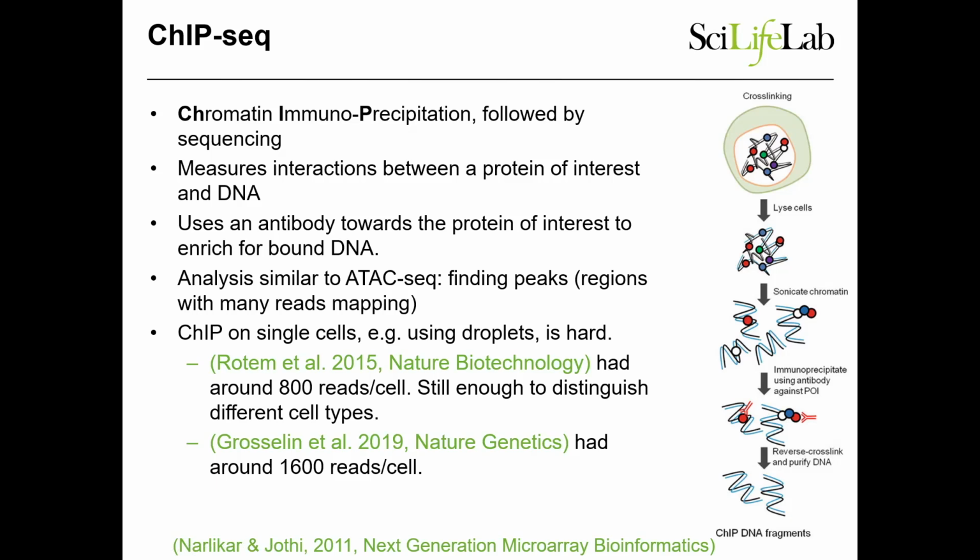And yeah, the analysis is a bit similar to ATAC-seq. You also get reads stacking up like peaks, and you do this peak finding, and you can analyze these peaks in different ways. Unfortunately, this doesn't work well with single cell. People have tried it, and people have given up, basically. So here are some studies where they sort of got it to work, but they got very, very few reads per cell. So this was sort of enough to find different cell types, but you couldn't really do much with it.